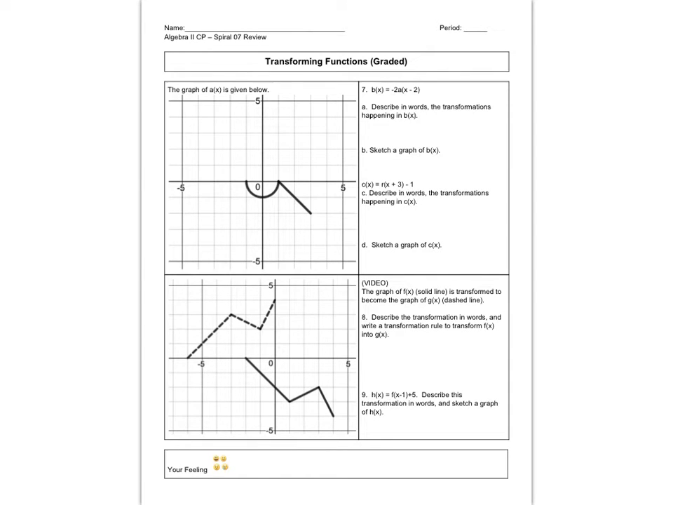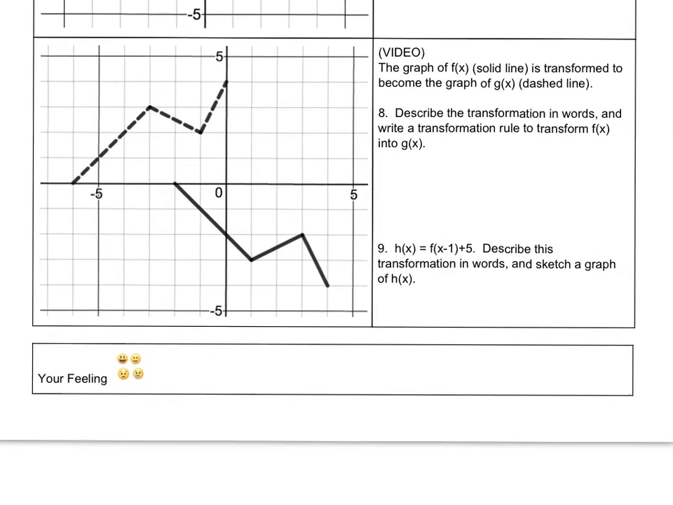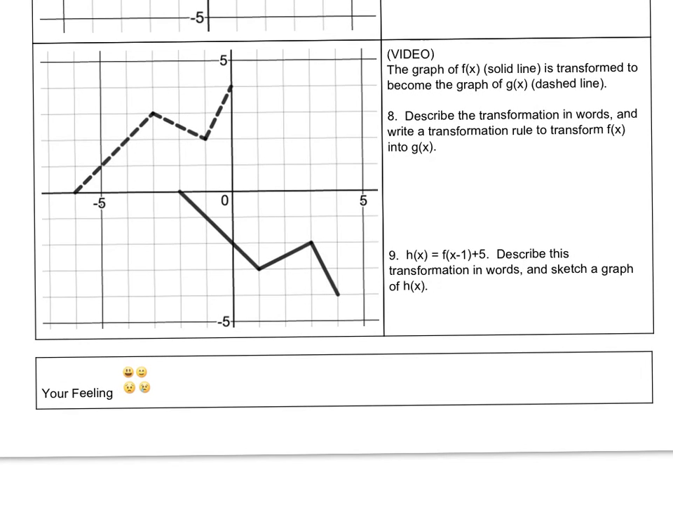And with that, we take a look at our Spiral 7 review, starting with our first page, which is transforming functions. The second of these is going to be the video today. We've got a graph of the solid line, the one that's down below, and that is being transformed into the dashed line graph, which is up above.